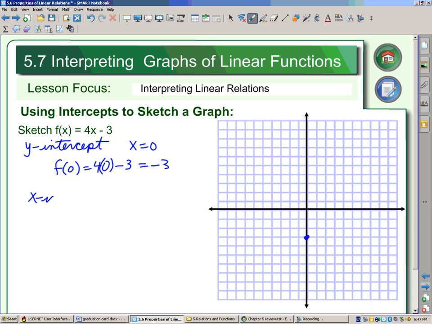For my x-intercept, remember that's when y is equal to 0. So I get 0 is equal to 4x minus 3. X is equal to 3 over 4. So when y is 0, x is equal to 3/4.